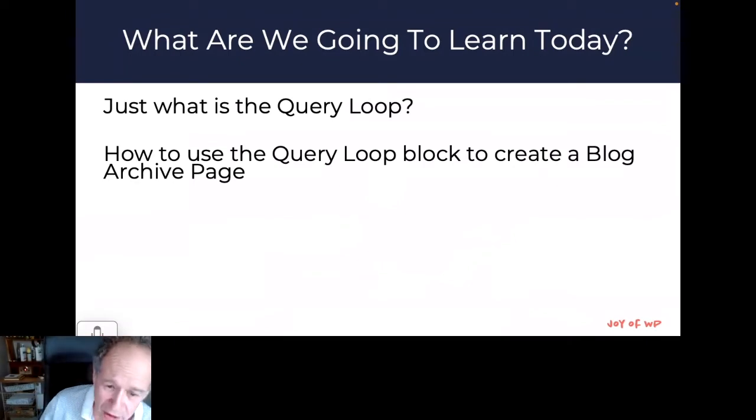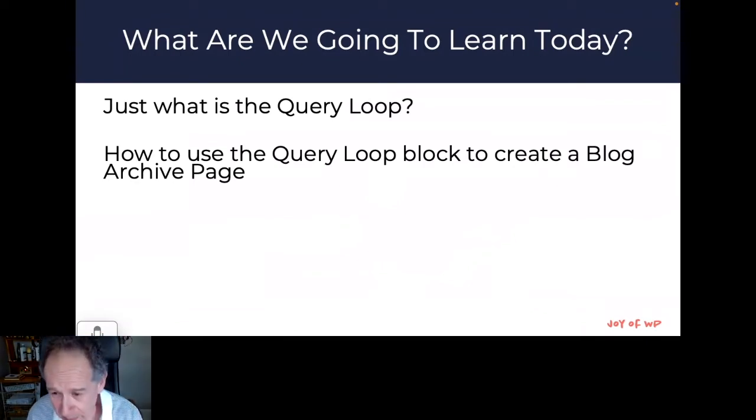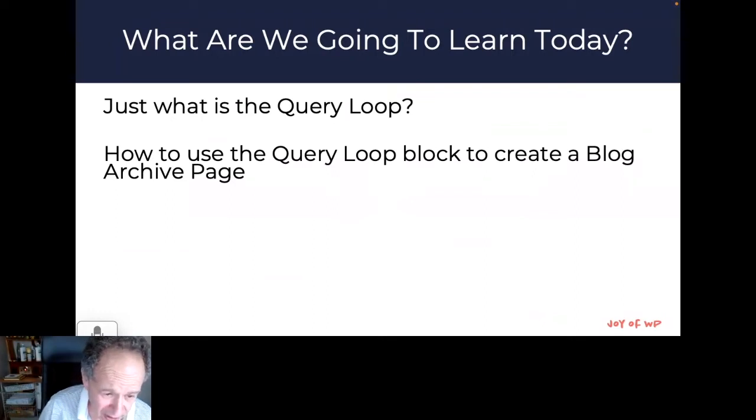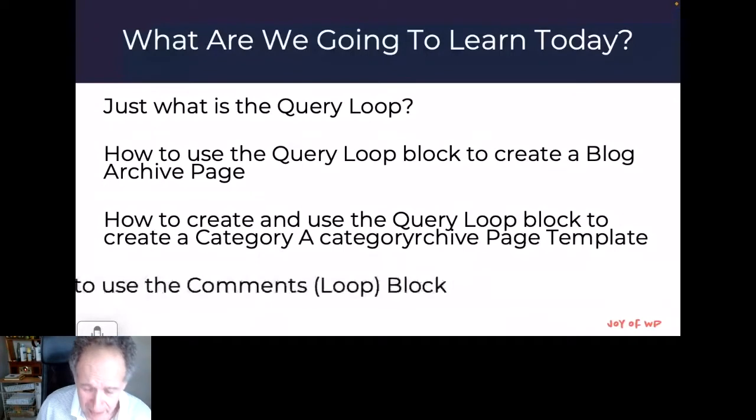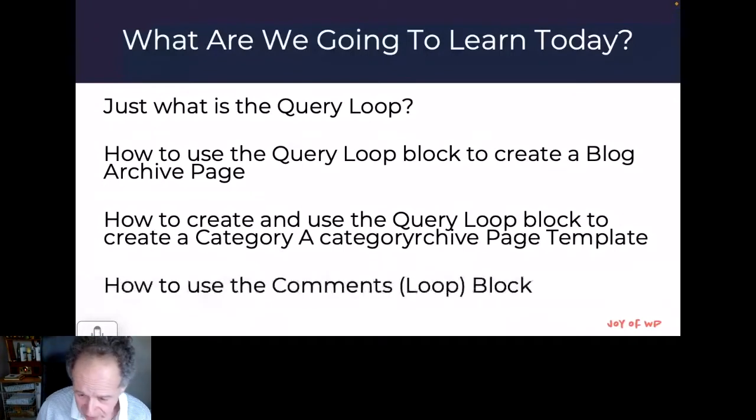So anyway, how to use the query loop block to create a blog archive page. All right, we'll definitely see how to do that. Also, how to use the query loop block to build a category archive page template. That's going to come towards the end. And the last thing I'm going to do is talk about and show you the comments loop block. Now, technically, the comment loop is not part of the query loop, but I thought, heck, let's just put this in there at the end anyway, because the concept of using it is very similar to the query loop.